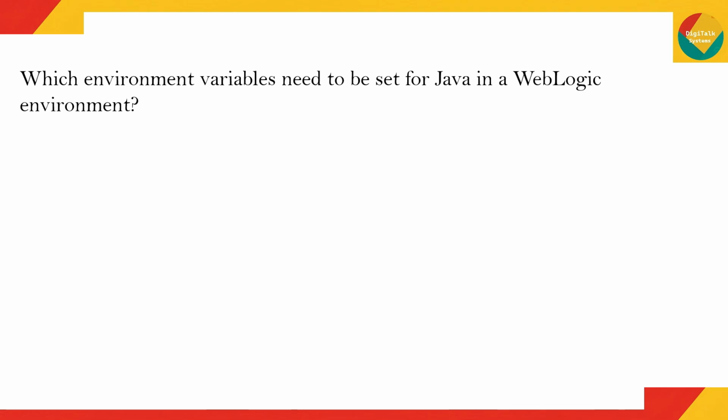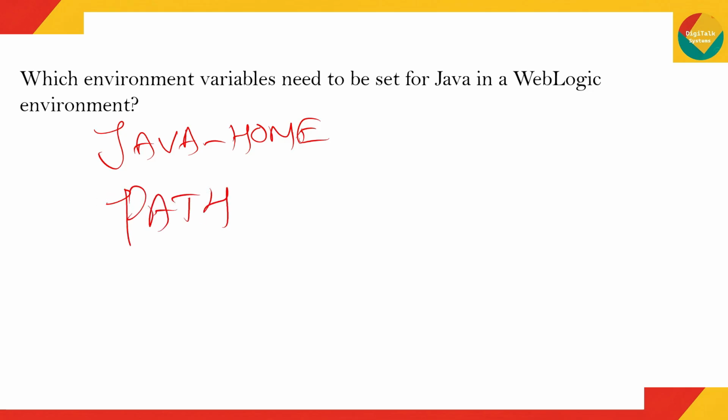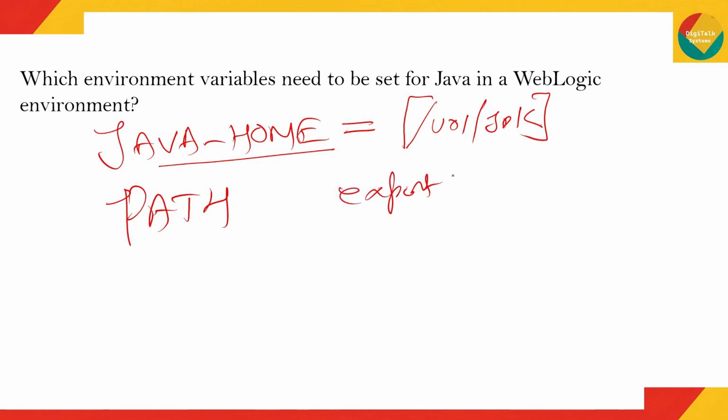Which environment variables need to be set for Java in a WebLogic environment? There are two important variables that we set specifically for Java: JAVA_HOME, and second is the PATH variable for Java. JAVA_HOME refers to the location where you have installed Java. For example, if you have installed Java inside u01 and then JDK, this installation location is referred to as the JAVA_HOME. So you need to export this variable, export JAVA_HOME equal to whatever location where you have installed Java, right?